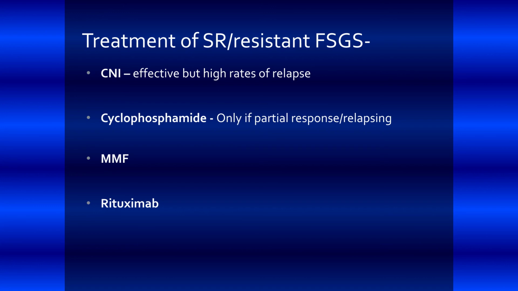Cyclophosphamide is effective, but it only seems to work really in patients who've had some sort of response to steroids. And maybe that's telling us that these patients have an autoimmune, i.e. a primary FSGS, and I'd be slightly reluctant to use that in someone who'd shown absolutely no response to other immunosuppression.